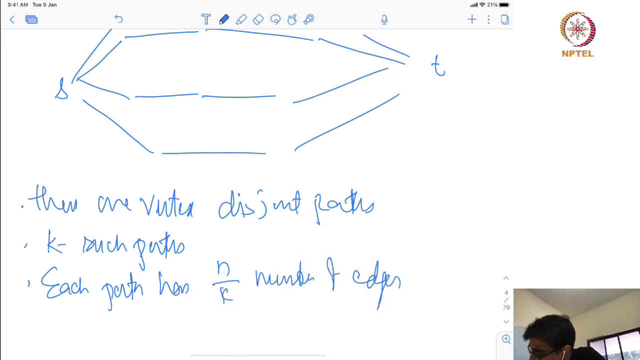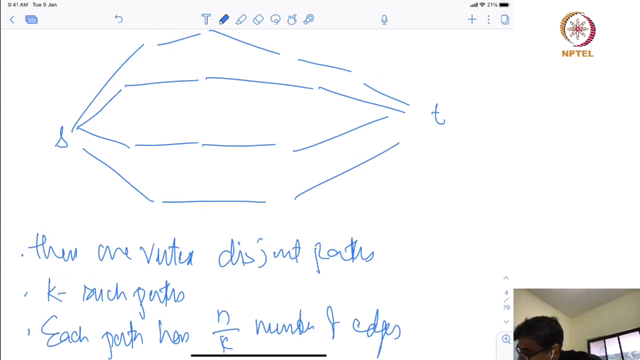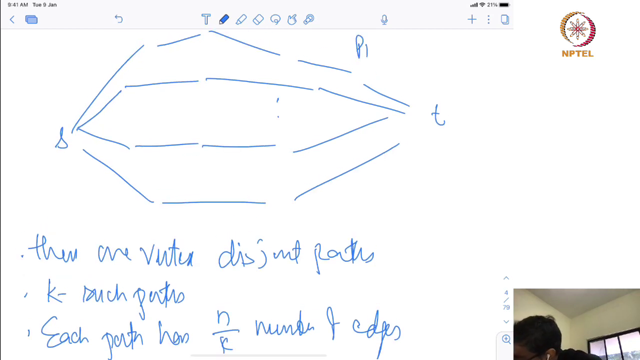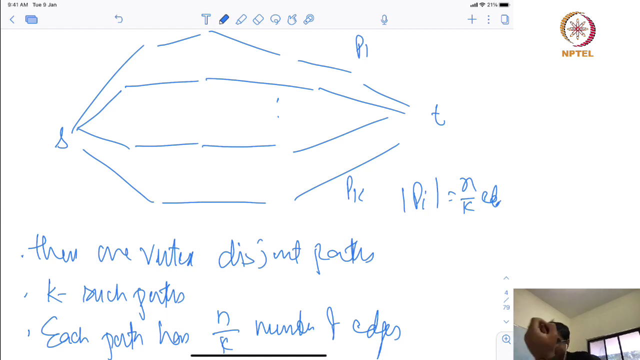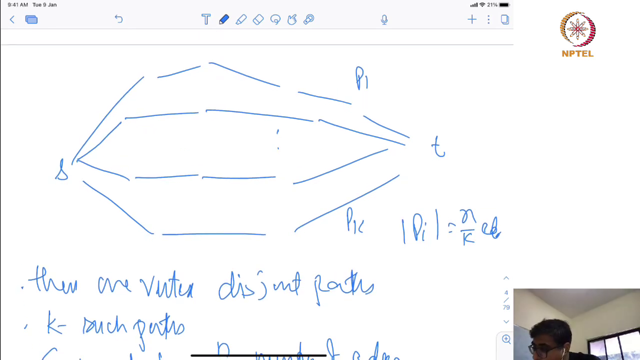Okay, so we have paths, say P1 through Pk, and each path has size n by k in terms of edges. Now notice these are edge disjoint paths. There are k edge disjoint paths. So any min cut, or any minimal cut, must contain at least one edge from here. And notice, for any minimal cut, once you pick one edge, any other edge is redundant.